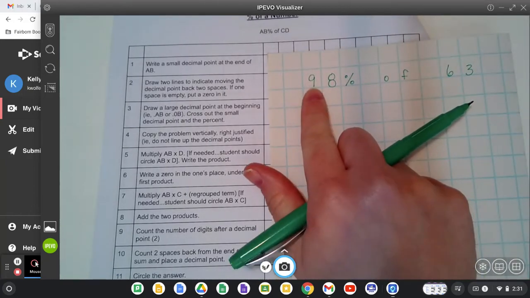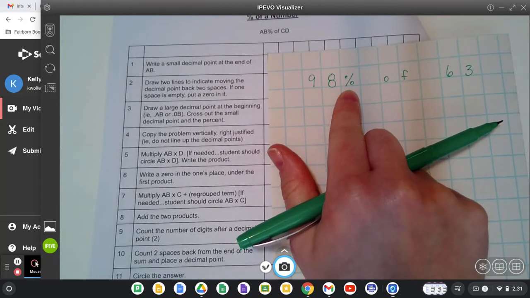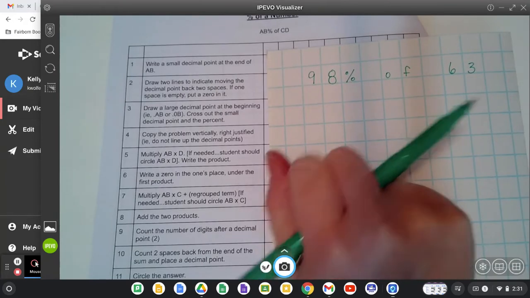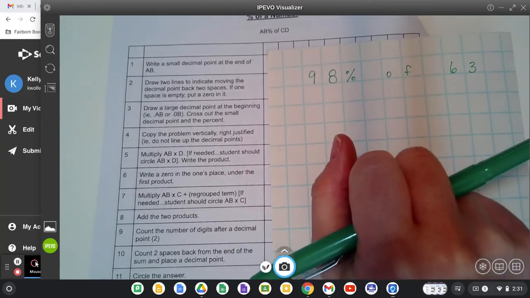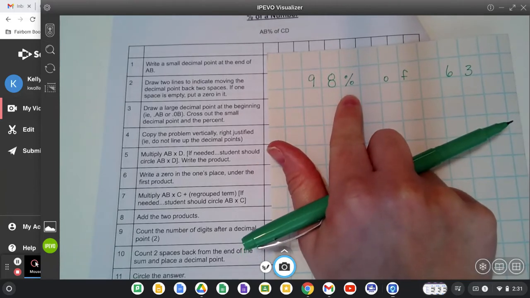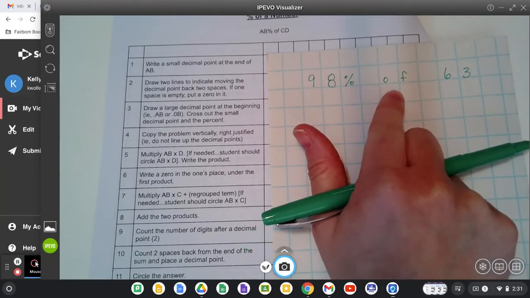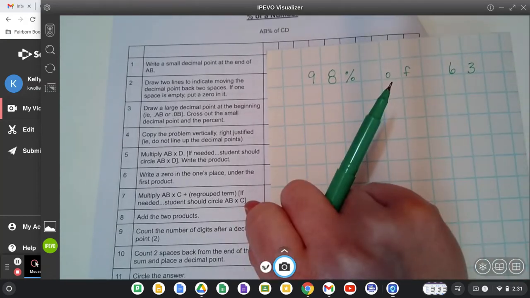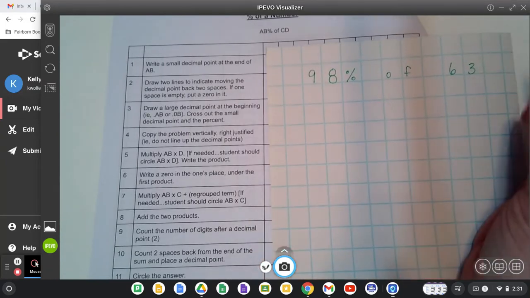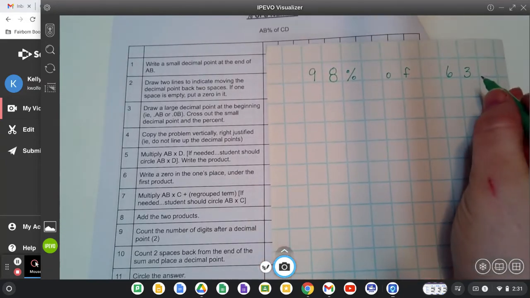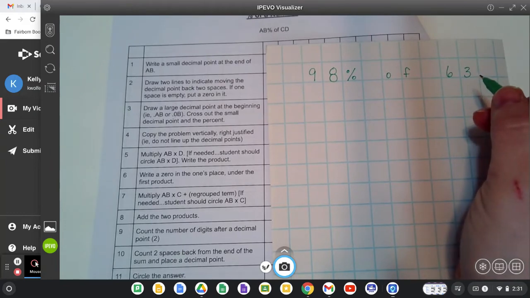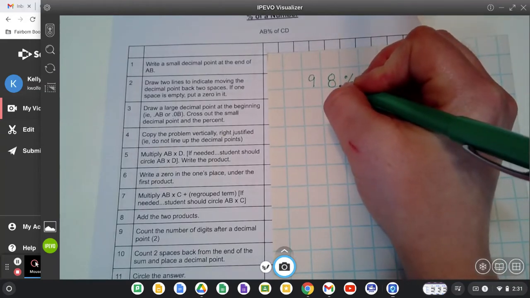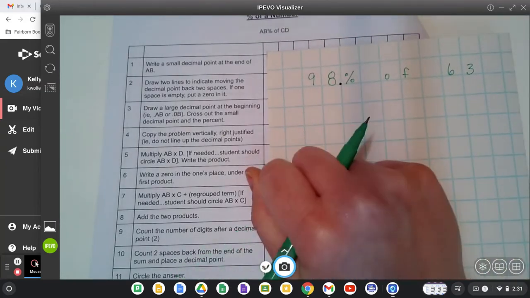First job I want you to do is write the problem on your graph paper just like this. One symbol gets one box. One symbol gets one box. Go ahead and write this problem on your graph paper just like this. 98%, space, OF spells of, space, 63. I'm going to show you how to do this job. You copy me, and then when we get to the end, your job is going to be to circle the answer. All right, first job, you're going to make a small decimal point at the end of 98.